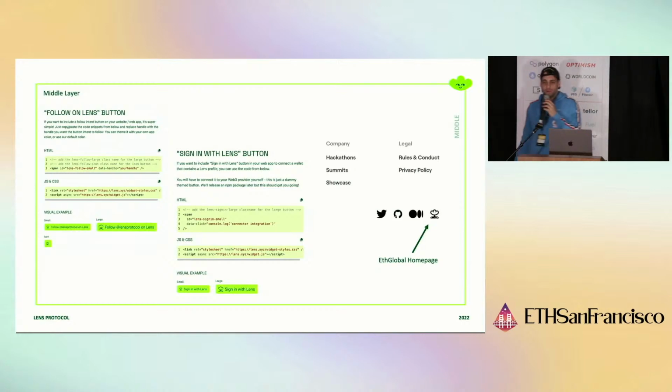And then there are larger prizes for those that build the best kind of social application, the best use case with Lens. Yes, the easiest way to be eligible for a prize is just very simply integrate either sign up with Lens, which is a wrapper of sign up with Ethereum, or the follow on Lens button. We even have visual examples and simple HTML links.